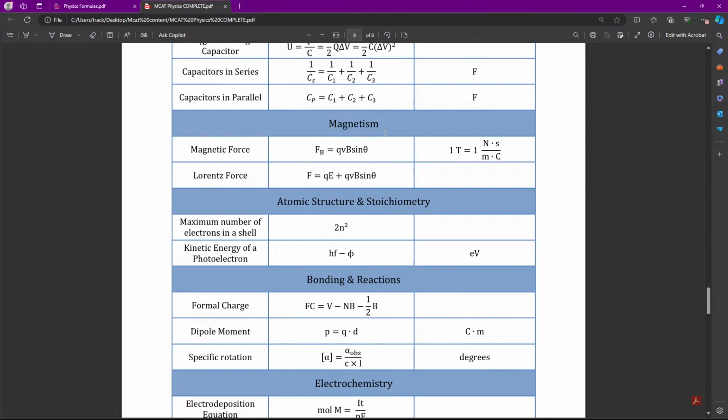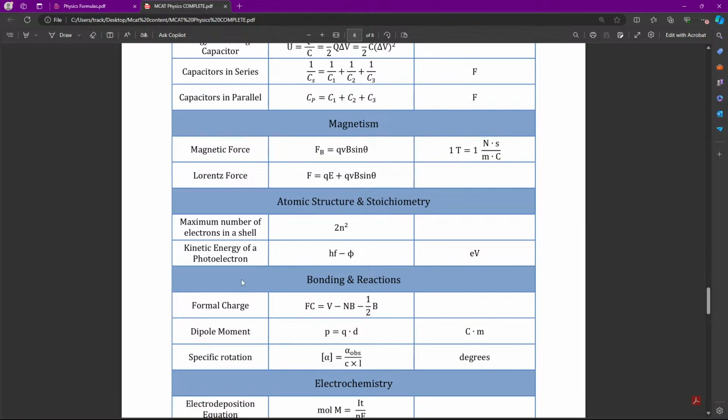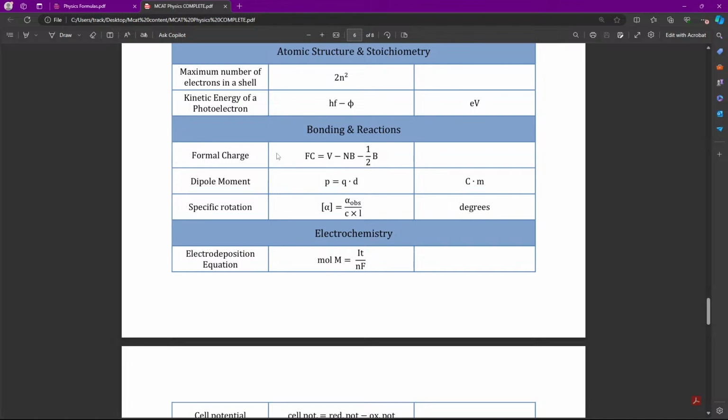Max number of electrons in a shell is 2 n squared. Kinetic energy of a photoelectron is hf minus binding energy. Formal charge is equal to valence electrons minus non-bonding electrons minus 1/2 of the bonding electrons. Dipole moment is p equals Q times d. Specific rotation is equal to rotation divided by C times L.